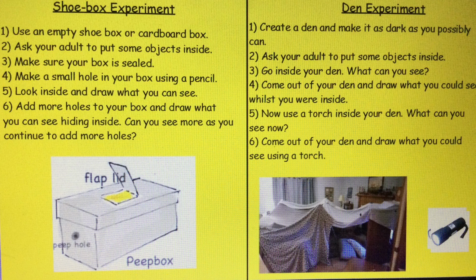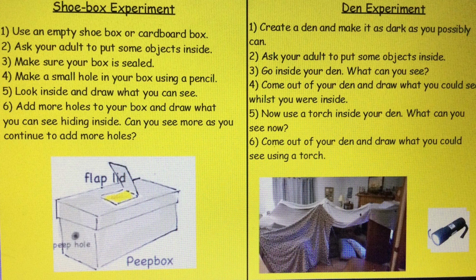The second investigation you can do is the den experiment. The first thing you need to do is create a den and make it as dark as you possibly can. You then need to ask your adult to put some objects inside, but don't let them tell you what the objects are. You now need to go inside your den and see what you can see. Come back out of your den and draw what you could see whilst you were inside. Now, this might not be an awful lot if your den is really dark.